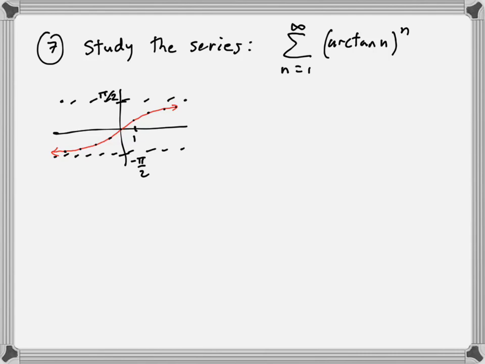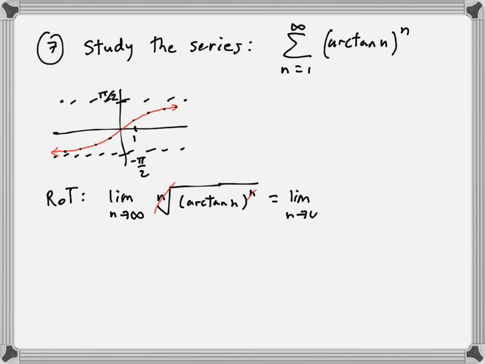So we're going to use the root test because we see that this is a perfect nth power, right? So root test says we're going to do the limit as n goes to infinity of the nth root of the absolute value of this, which is just going to be itself. So I'm going to write this down. It's arctan n to the nth power. But again, the nth power and this nth root cancel each other out. So we're left with the limit as n goes to infinity of arctan of n.